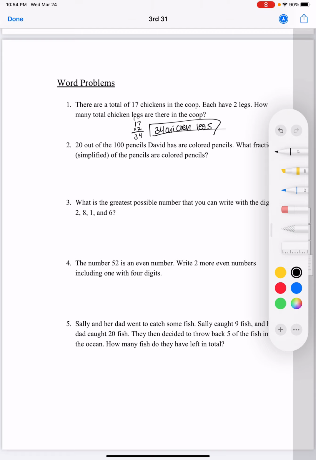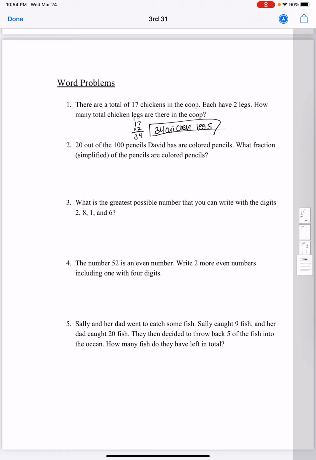Okay, 20 out of the 100 pencils David has are colored pencils. What fraction, simplified, of the pencils are colored pencils? So 20 out of 100. We see that there is a 0 in both the numerator and the denominator. This would be the numerator and this is the denominator. So we can cancel that out, and now we have much smaller numbers, 2 over 10. But this is still more simplifiable because these are both even numbers, and even numbers are always simplifiable. So 2 divided by 2 is 1, 10 divided by 2 is 5. So your answer should be 1 out of 5 are colored pencils.